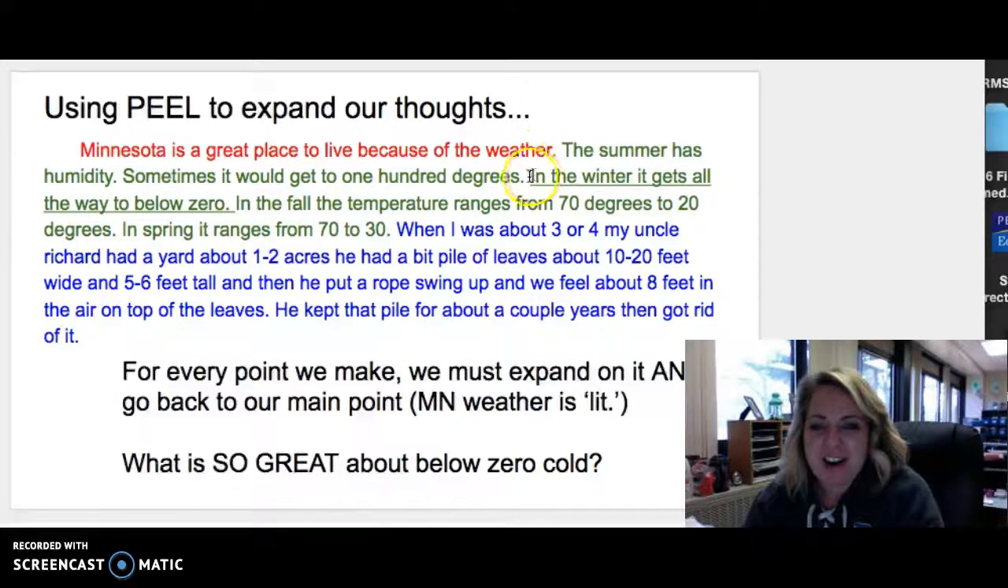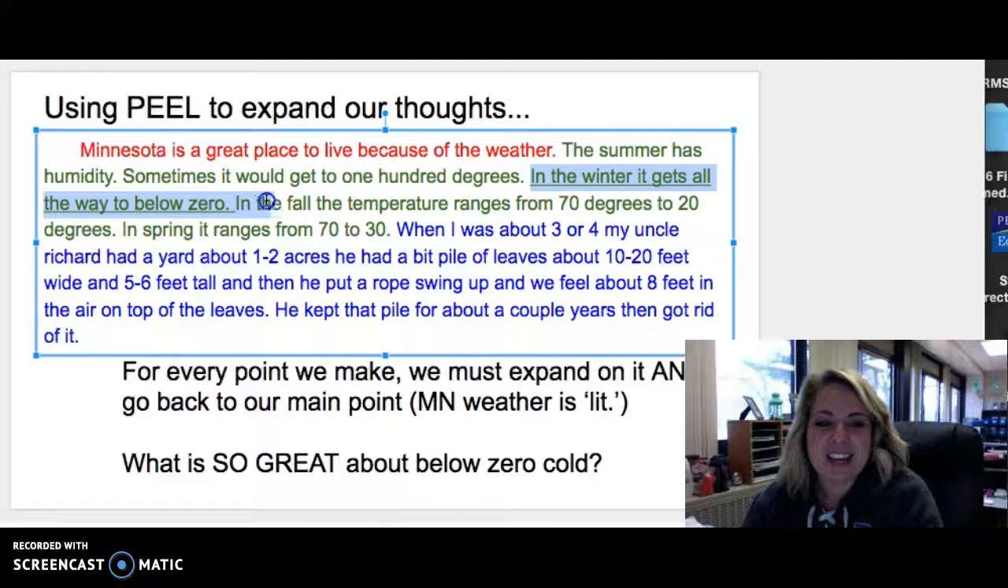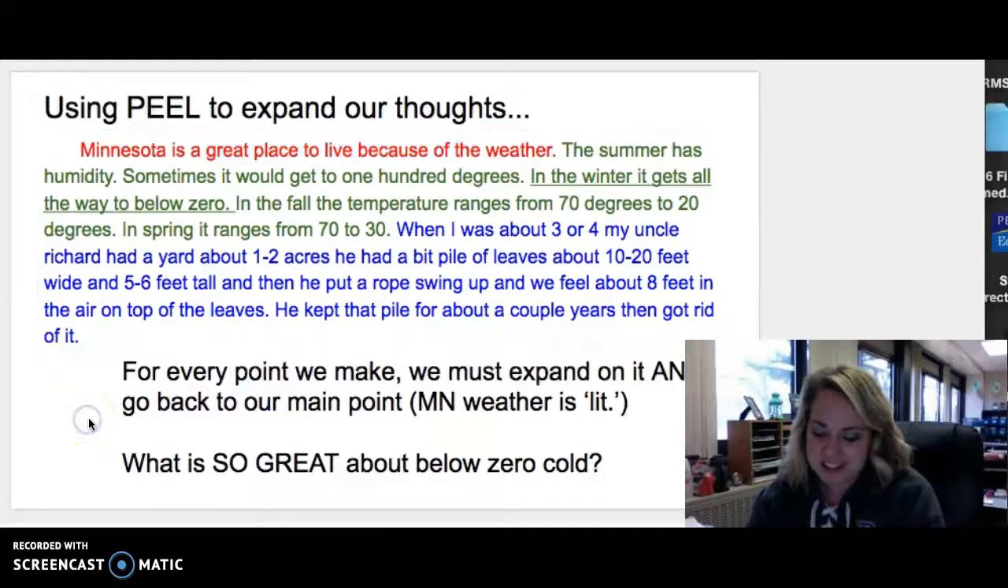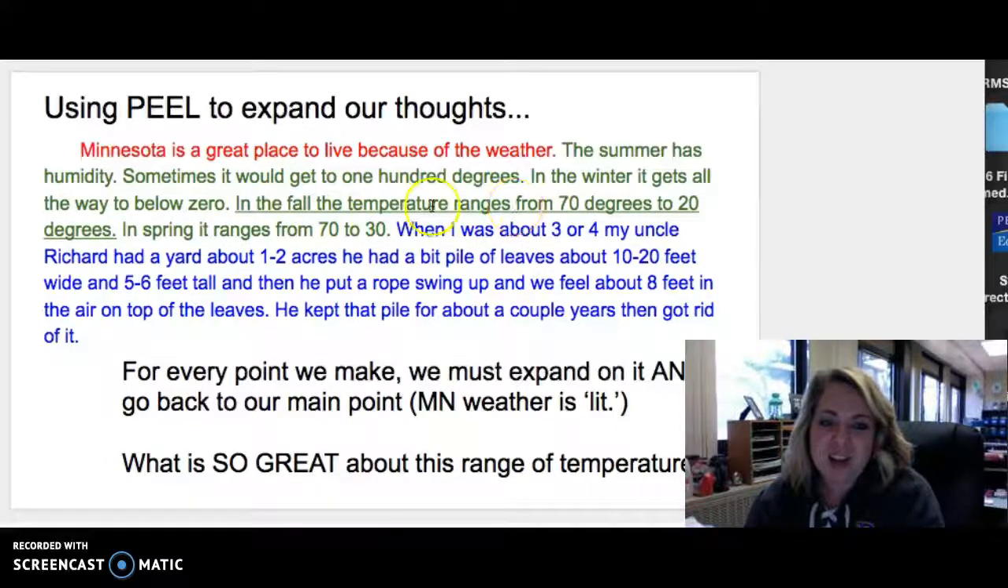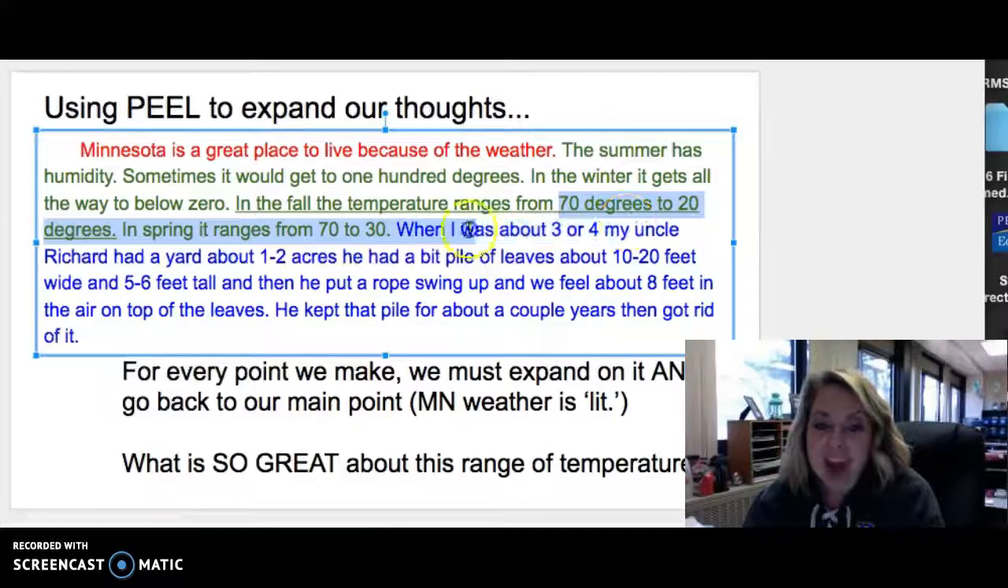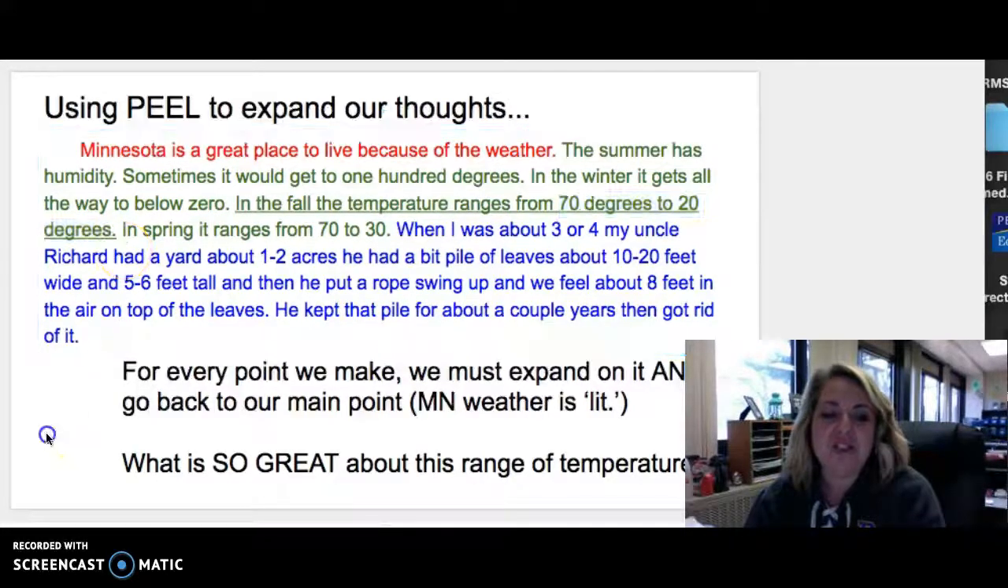In the second part here, he talks about how in the winter, it gets all the way to below zero. And again, I'm just wondering what is so great about below zero weather? I don't think there's a lot of people who think that's so great. And his main point is that it's great to live in Minnesota because of the weather. So I hope you're seeing a pattern here. In the fall, the temperature ranges from 70 degrees to 20 degrees. What is so great about this range of temperature? Why? What is the big deal about that? So there's just not a lot of explanation there. We need more explaining.